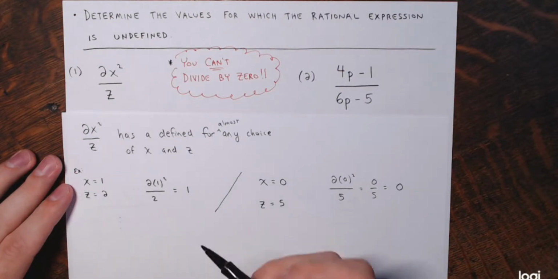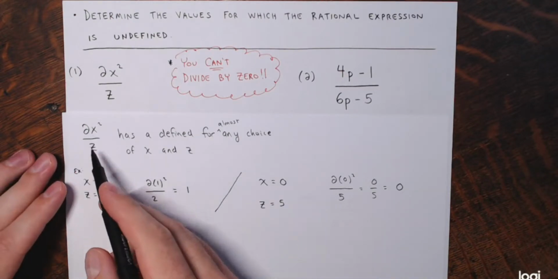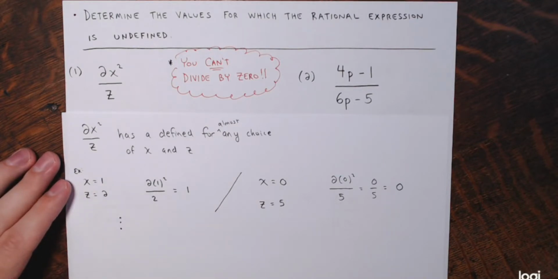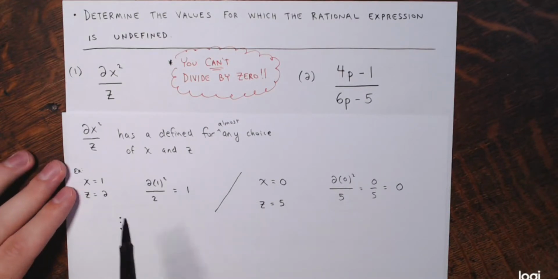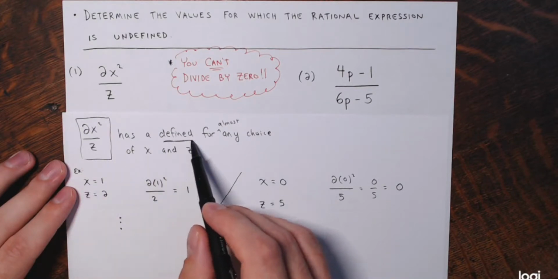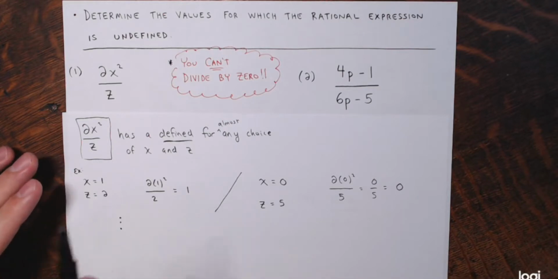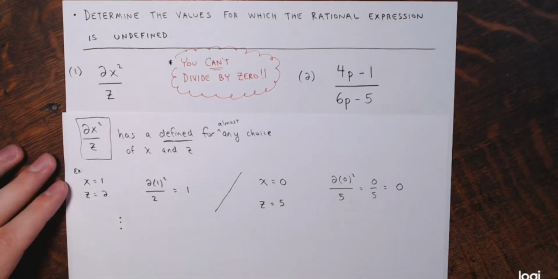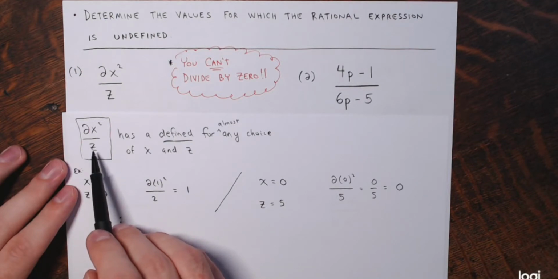And like I said, I could do this all day long. There are infinitely many choices for x and z. And for a lot of those choices, the value of this expression is defined. It's 1, or it's 0, or it's 13, or whatever. But it won't be defined whenever the denominator is 0.